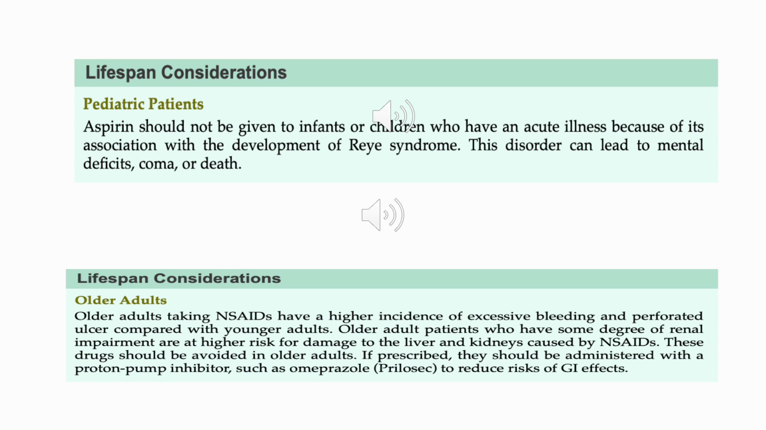In the lifespan considerations of an older adult, those taking NSAIDs have a higher incidence of excessive bleeding and perforated ulcer compared with younger adults. Older adult patients who have some degree of renal impairment are at higher risk for damage to the liver and kidneys caused by NSAIDs. These drugs should be avoided in older adults. If prescribed, they should be administered with a proton pump inhibitor such as omeprazole, known as Prilosec, to reduce the risk of GI effects.